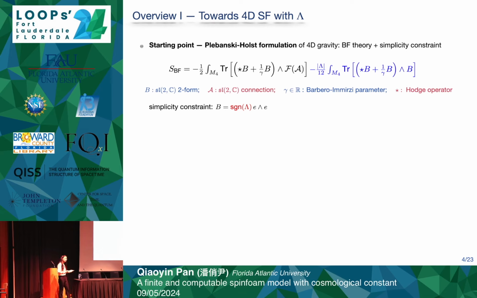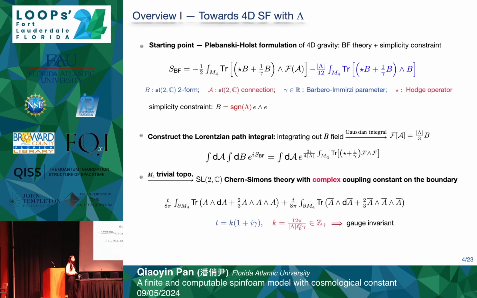Because to construct spinfoam, the strategy is to first quantize the topological theory. Here it's the BF theory, and we first quantize it using a quantization construction. Since this action is independent of the sign of lambda, the quantization structure will be suitable for either sign of lambda, and we only put in the sign of lambda when we impose the simplicity constraint as the last step.